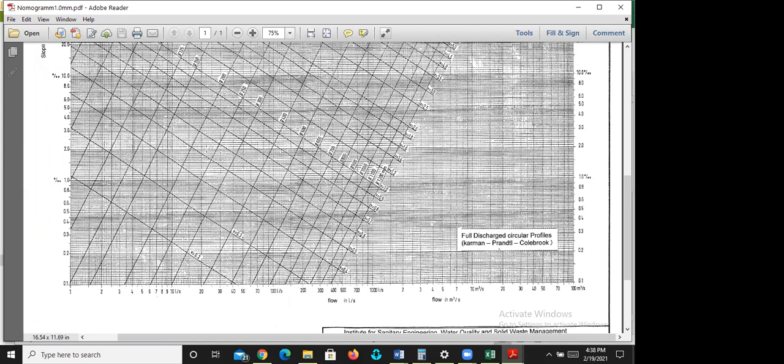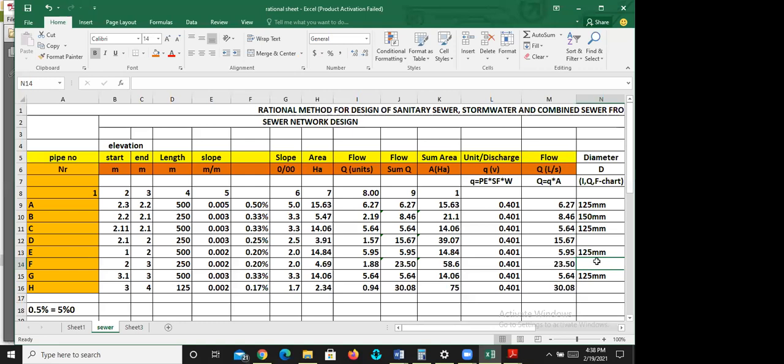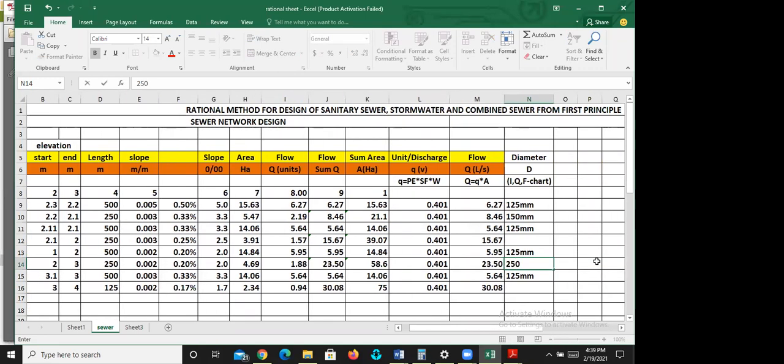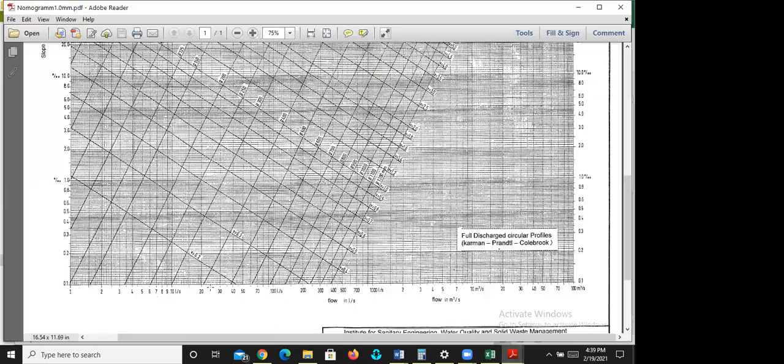Twenty against 2.23 is in between 200 and 250, so we choose 250. So the value for that one is 250. See, some of us got it, or two persons got it. Finally, the biggest pipe is carrying 30 liters per second, expected to conduct 30 liters per second. This is 30.